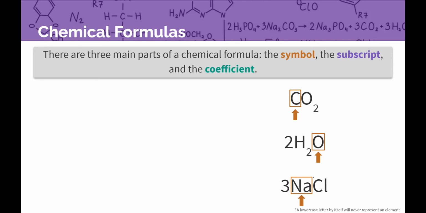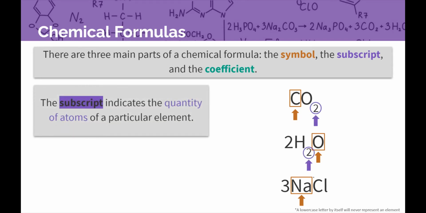The second part is the subscript. These small numbers are the subscripts, and this indicates the quantity of atoms of a particular element. The subscript, you'll notice, comes after a chemical symbol. So in this first example, that little 2 that follows the O is telling me that there are 2 atoms of oxygen. In the second example, that little 2 that follows the H tells me that there are 2 atoms of hydrogen in just one molecule.